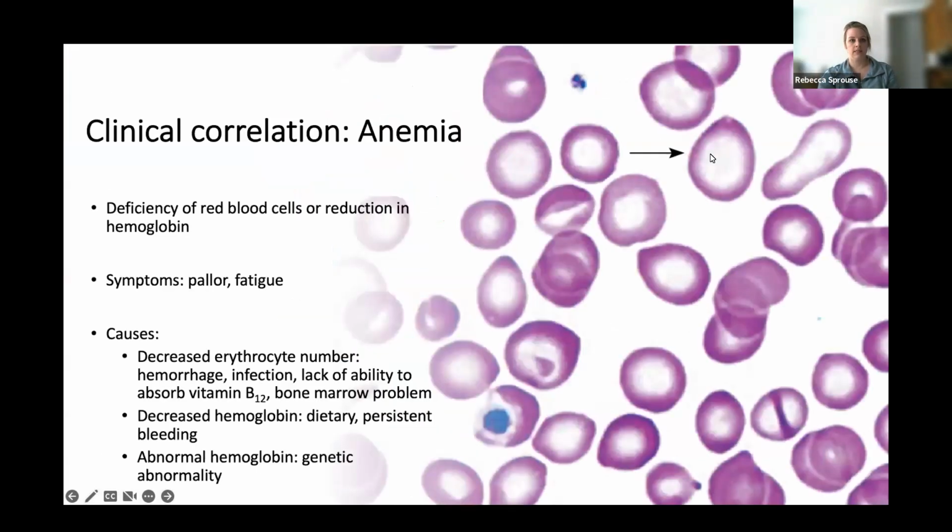But these ones have a very large center, very, very pale red blood cell. And remember that hemoglobin gives the color red. And so the less hemoglobin that you have, the more white and the larger center you're going to have here on your cell.